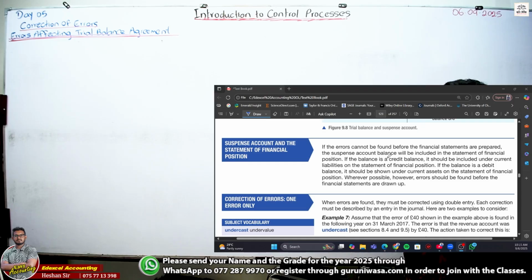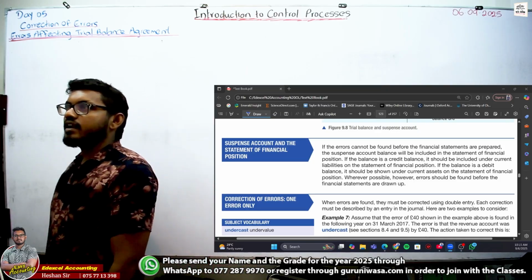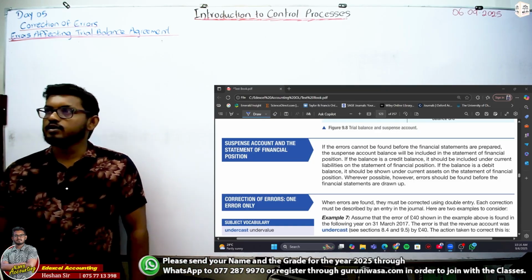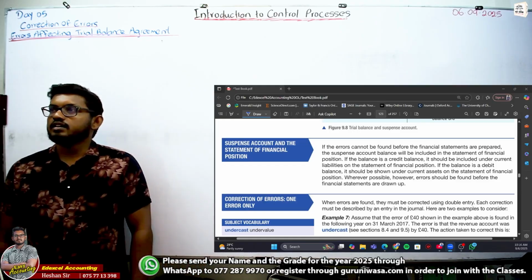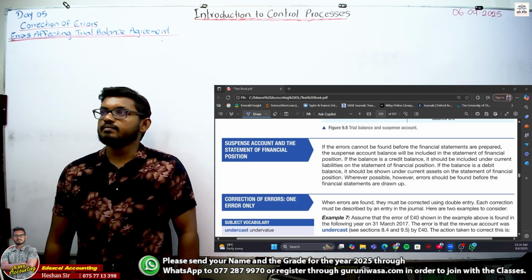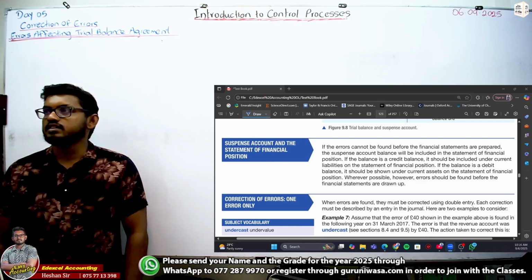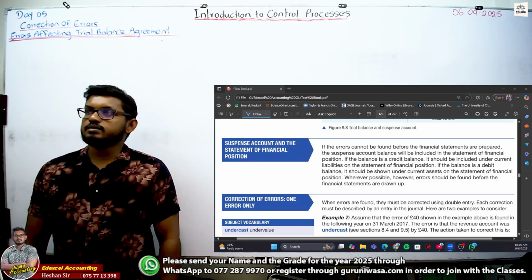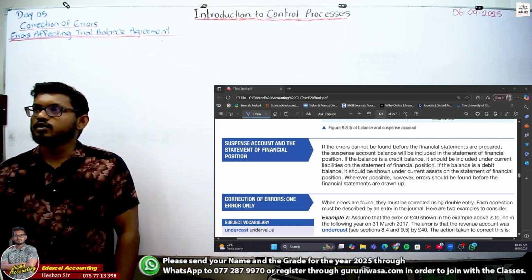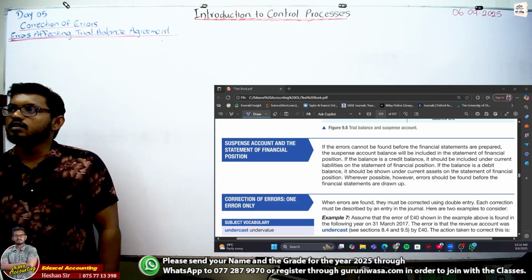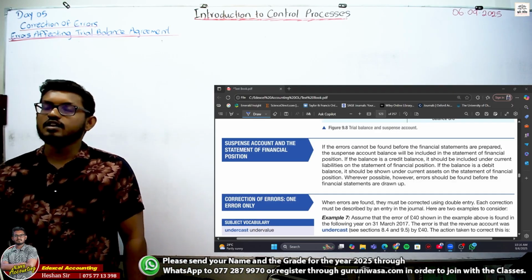Suspense account and the statement of financial position, right? If the errors cannot be found before the financial statements are prepared, the suspense account balance will be included in the statement of financial position. If the balance is a credit balance, it should be included under current liabilities on the statement of financial position. If the balance is a debit balance, it is shown under the current assets. Wherever possible, however, the error should be found before the financial statements are drawn.